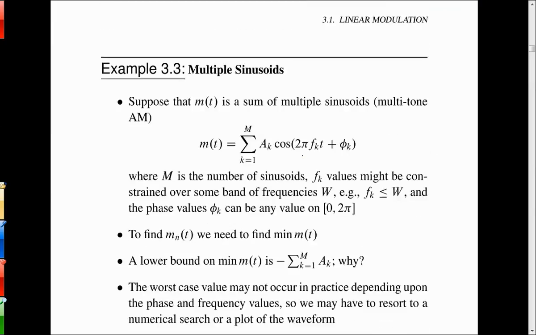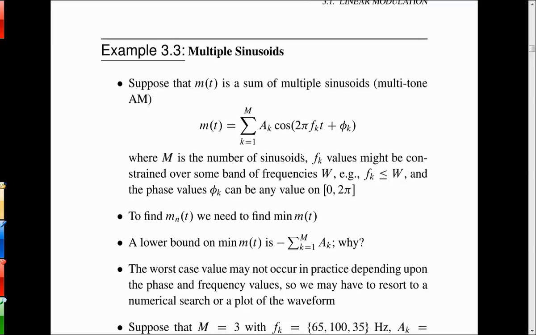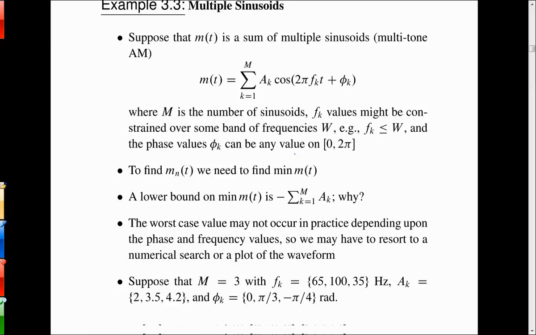When you have multiple sinusoids, you start to see what goes on in a real receiver, where you don't have just a single sinusoid that you can normalize like this. When you have multiple sinusoids, to get the normalized message, you have to find out what the minimum value is of m(t). So you can lower bound it by saying it's just the negative of the sum of the peak values. And I have a little comment in here: why would that lower bound apply?